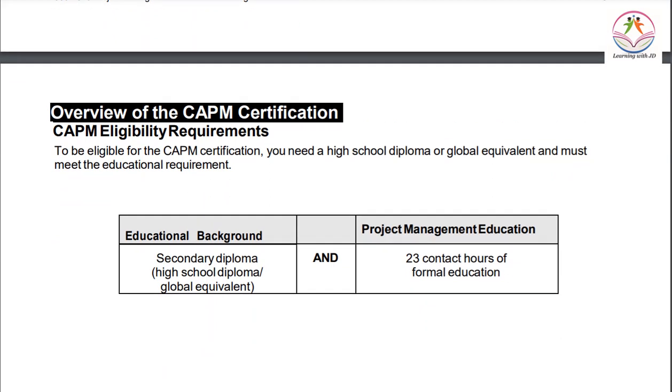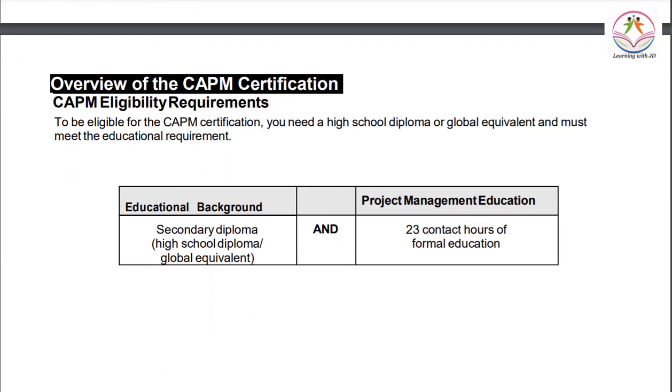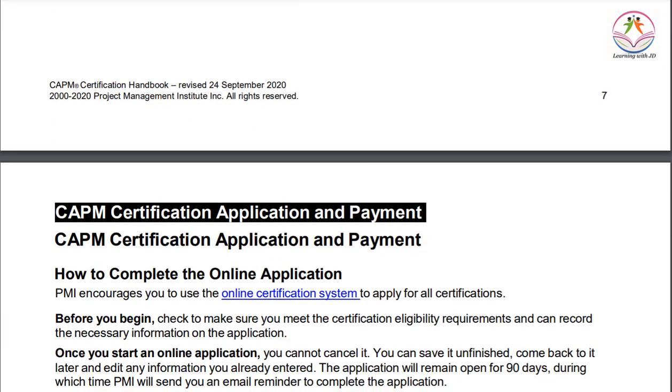Also, from the eligibility perspective, we've already seen that from your educational background you have to have completed a secondary diploma, a high school diploma or a global equivalent, and 24 hours of formal education in project management should be earned. That's from the CAPM eligibility perspective.